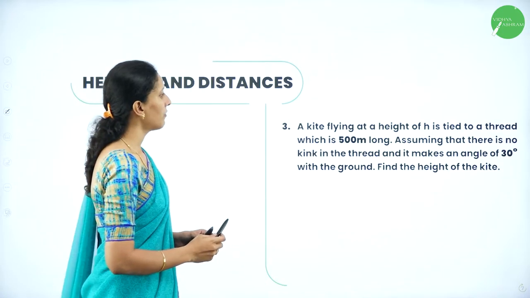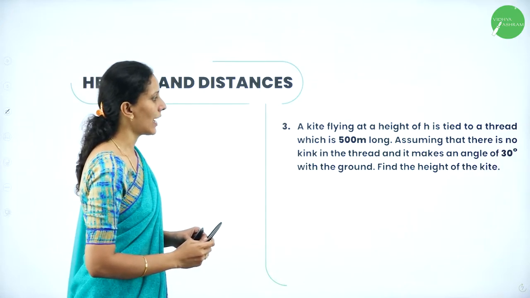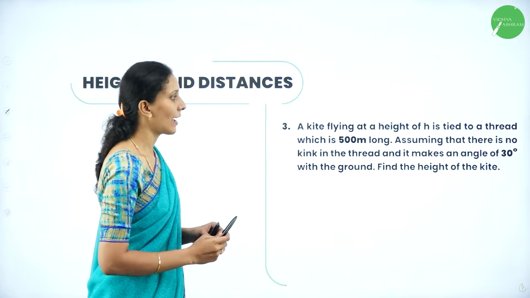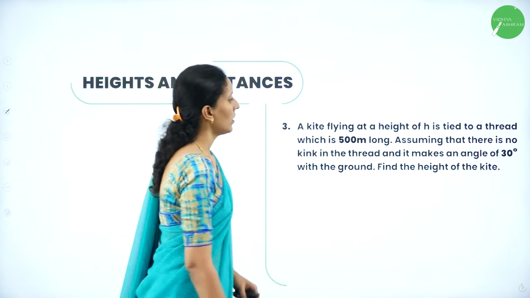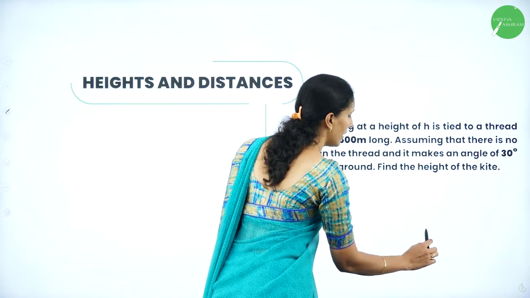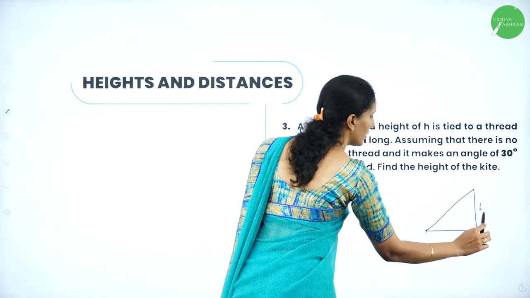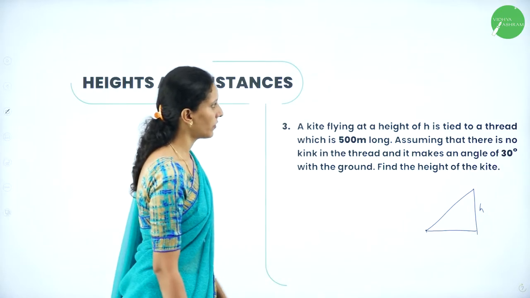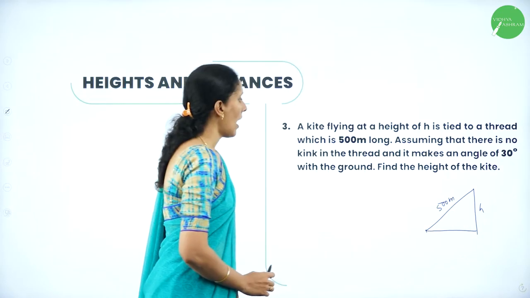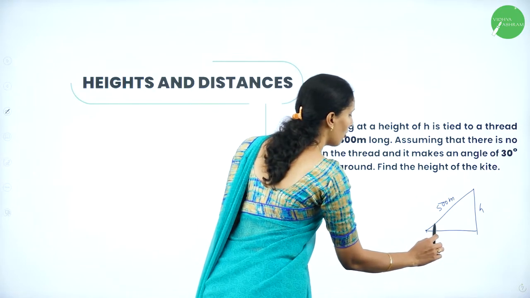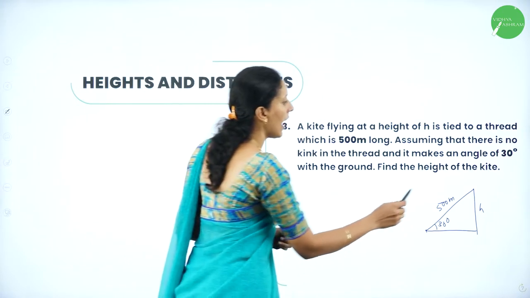Next question. A kite flying at a height of h is tied to a thread which is 500 meter long. Assuming that there is no kink in the thread and it makes an angle of 30 degree with the ground, find the height of the kite. So let's see that this is the thread and here is our kite. So the height from the ground, let it be h. And the length of the thread is given, which is 500 meter. And the angle of elevation is given as 30 degree. Now we need to find the height of the kite.